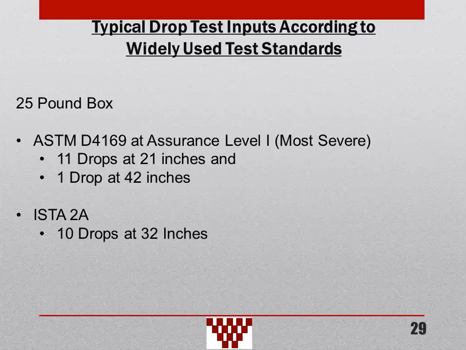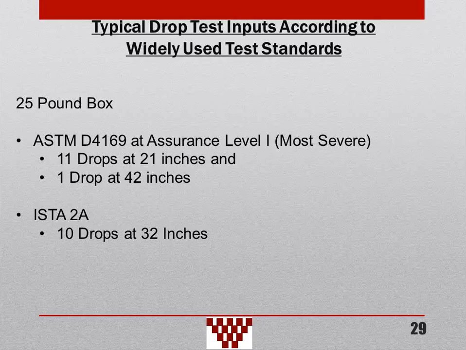With this next topic, I'm going to go over 2 very widely used test standards, ASTM D4169 and ISTA. With a 25-pound box, if you test to ASTM D4169 at assurance level 1, which is the most severe, you have 11 drops at 21 inches and 1 drop at 42 inches. If you test to ISTA, you have 10 drops at 32 inches. The statistics I just showed were that less than 1.5% of the drops are over 36 inches.